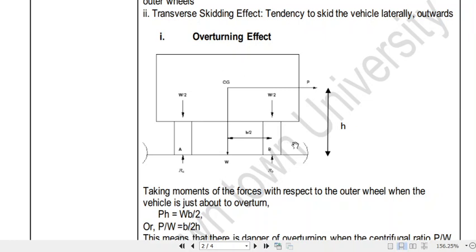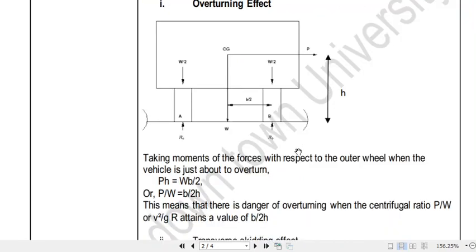Now the overturning moment due to the centrifugal force P is P into H. How do you calculate it? That is the CG, and CG is at a height of H. This is the H, and P is acting outwards. So the moment is P into H. Basically, moment is force into perpendicular distance, so H is the perpendicular distance, and your centrifugal moment would be P into H.